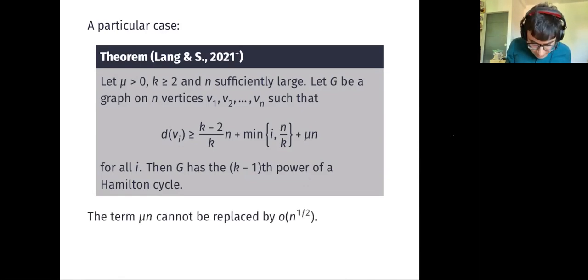And you have this error term here of mu n, which maybe you don't like, but let me just say that this mu n actually cannot be completely removed. You cannot replace it by a constant, but you also can replace it by something which is sub square root of n. So in some sense, you need an extra error term here.